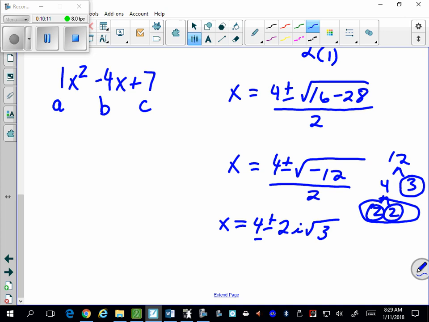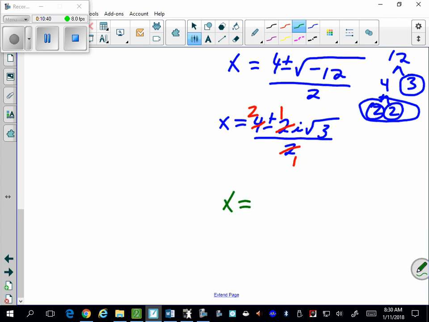We're almost done. Look, you have 3 terms: 4, 2i square root of 3, and 2. Look at your coefficients, 4, 2, and 2. All those are divisible by 2, so let's divide them by 2. Divided by 2, divided by 2, divided by 2. We're left with our solution of x equals 2 plus or minus 1 times i is i, square root of 3, divided by 1. We don't have to divide by 1. So there's your 2 solutions.